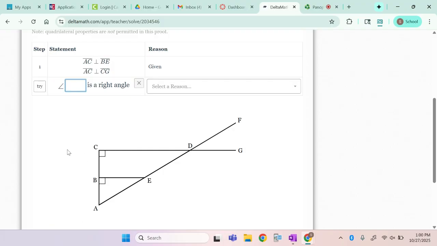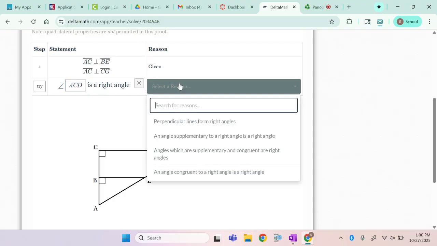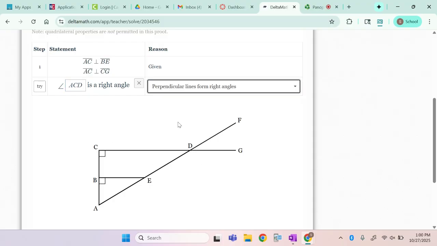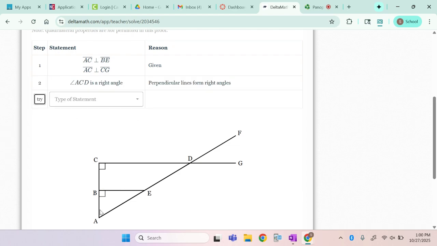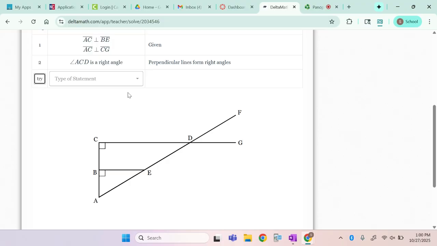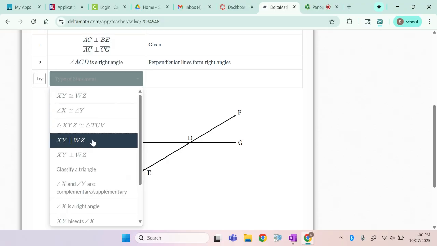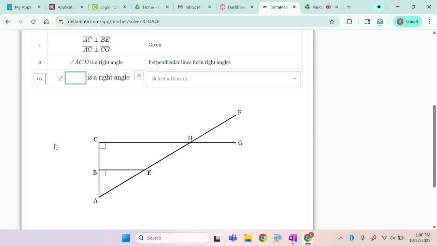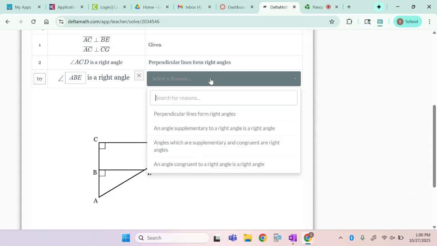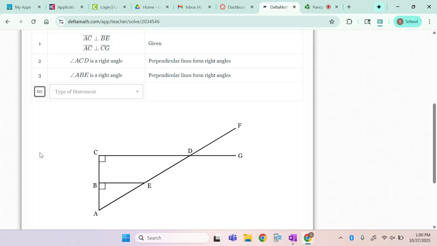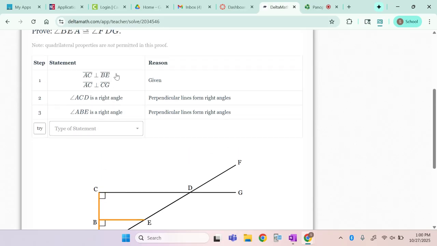So that's the first thing I'm going to do. I'm going to classify. So ACD is a right angle, and it's because perpendicular lines form right angles. I'm going to do the same thing for this smaller angle right here. So I'm going to classify it as a right angle. So ABE is a right angle because of perpendicular lines. Even though they said they're perpendicular and we know that they form a right angle, and they're already marked as a right angle, we had to show that they were right angles first.